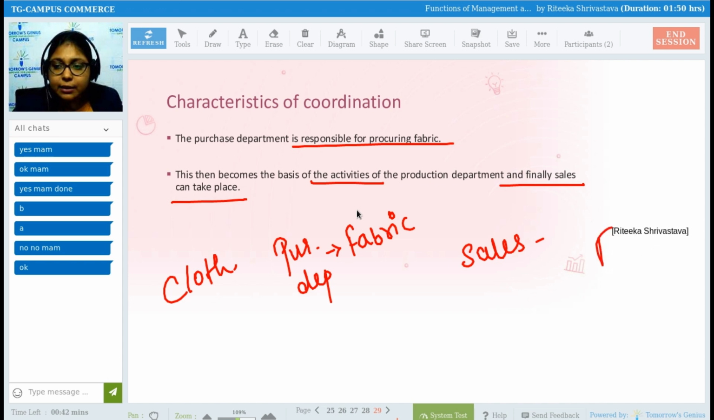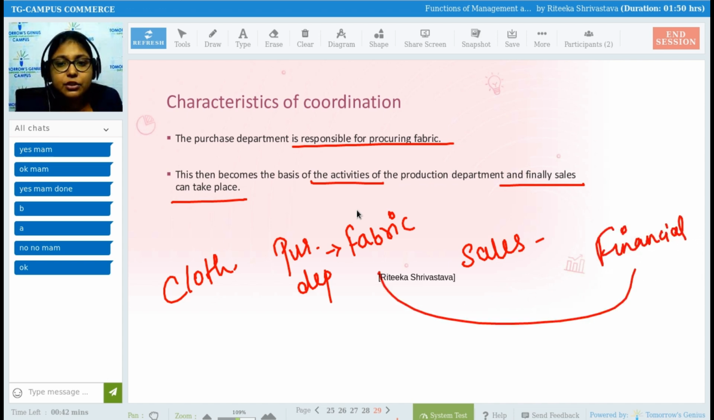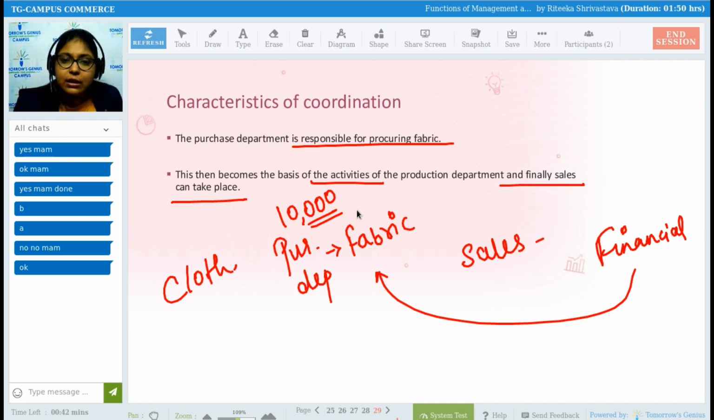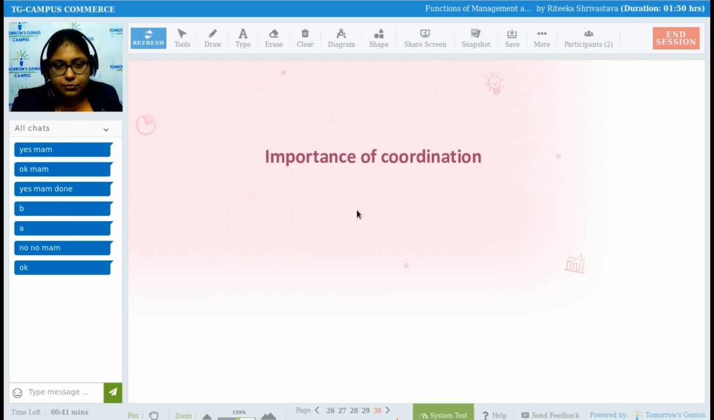Financial department is also required because the financial department will inform the purchasing department that okay, fine, you can purchase fabric worth 10,000 rupees. Do not purchase fabric of more than 10,000 rupees because our organization at present is running on a cut down basis. So likewise, here also we need proper coordination. So that is why we say coordination is important.